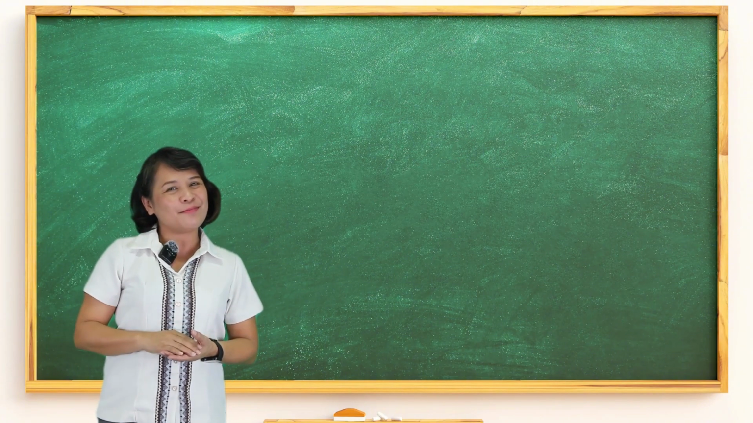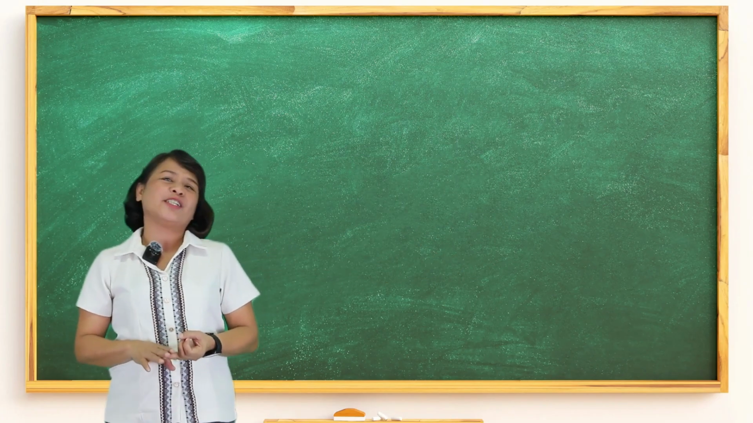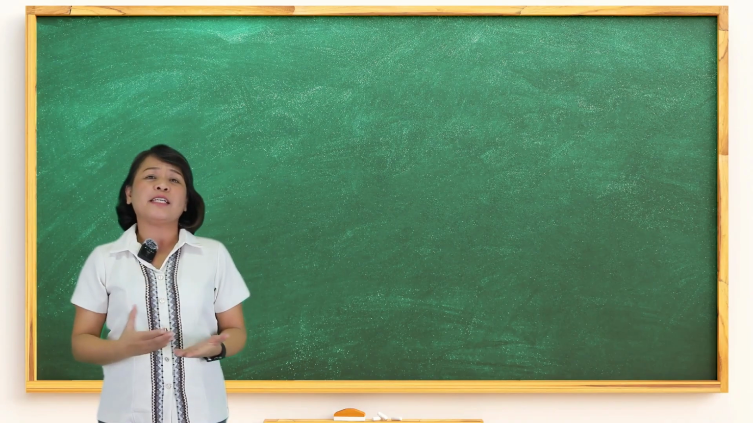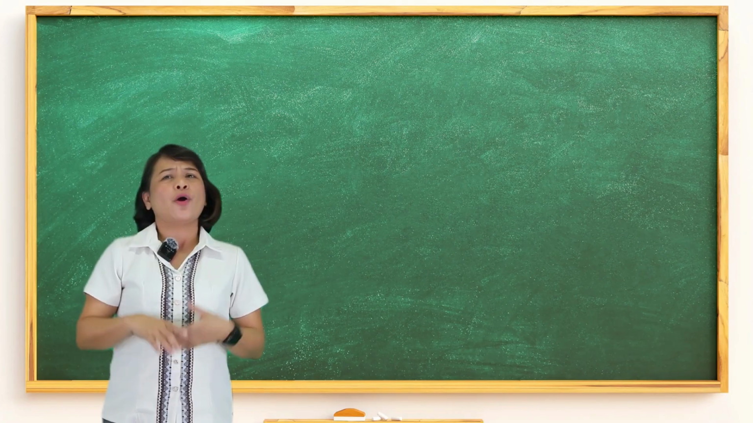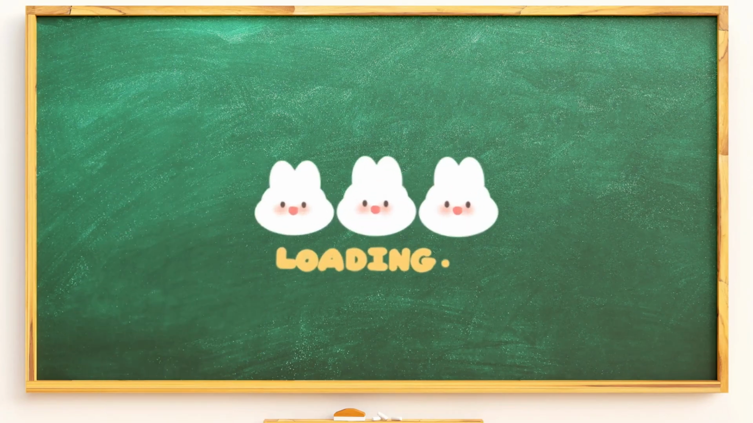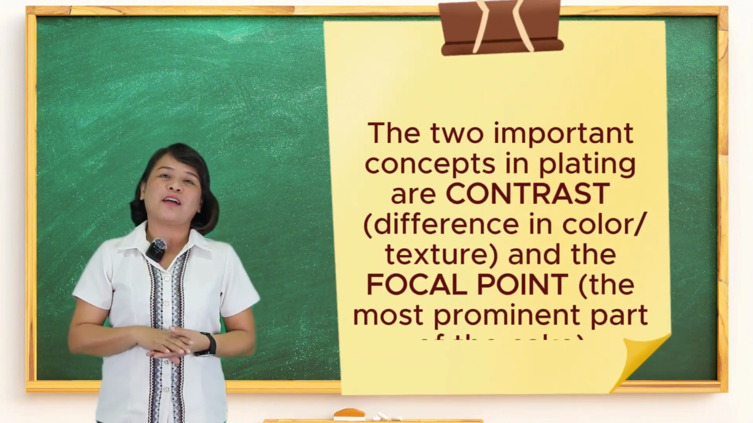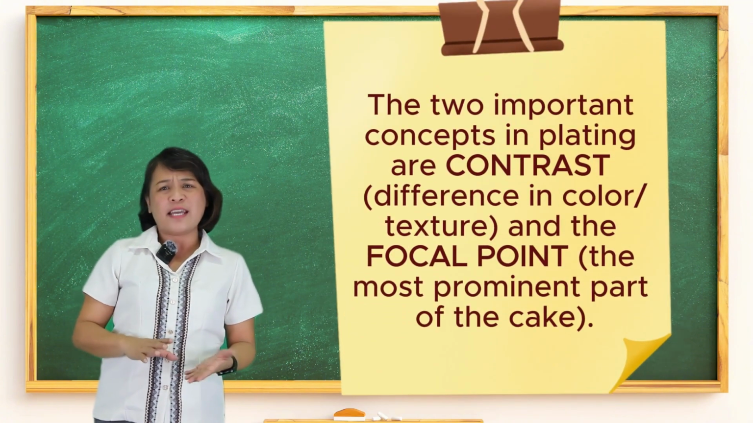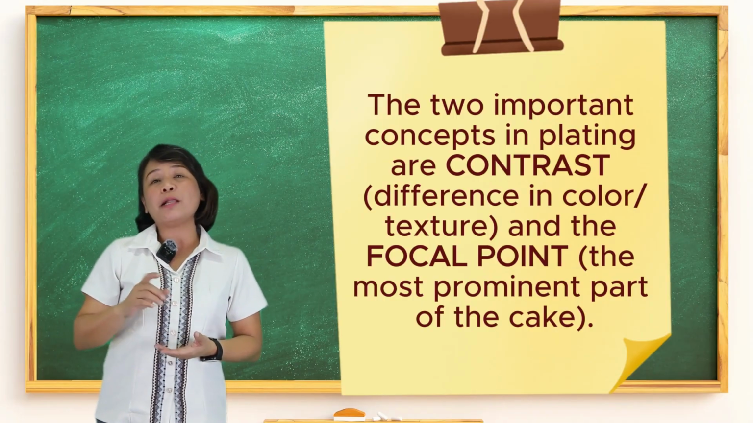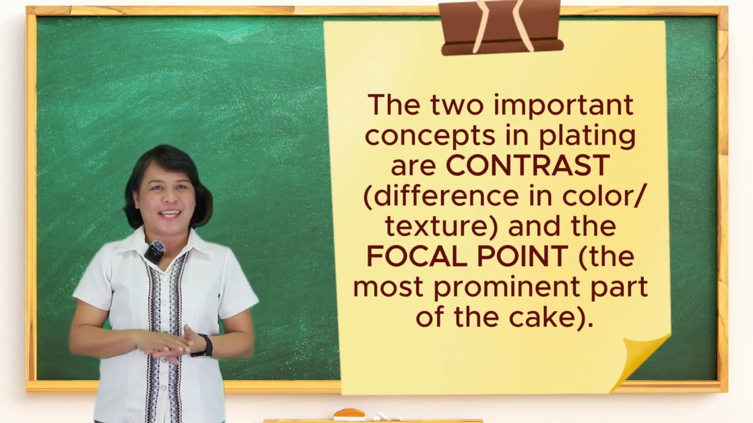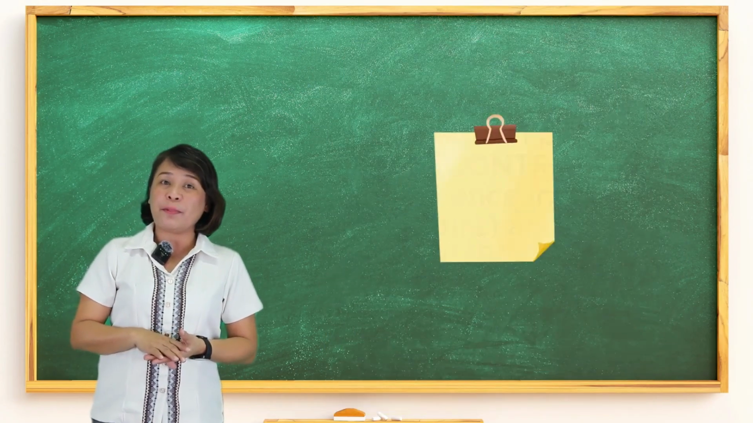Did you understand? Correct! Color, texture, and balance. In plating, it's also important to consider contrast and the focal point, where the diner's eyes are drawn. Excellent. So the two important concepts in plating are contrast and adherence in the color and texture, while the focal point is the most prominent part of the cake. These are the main aspects addressed in creating an attractive plated dessert.